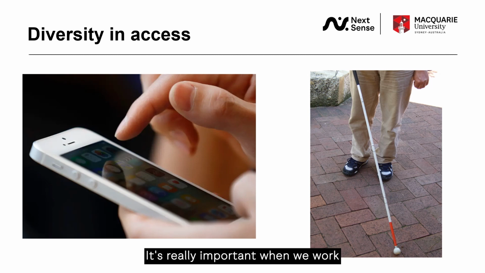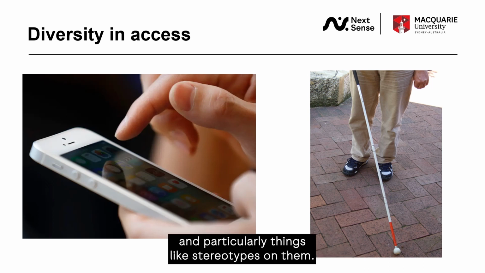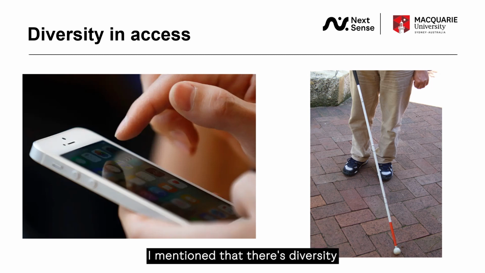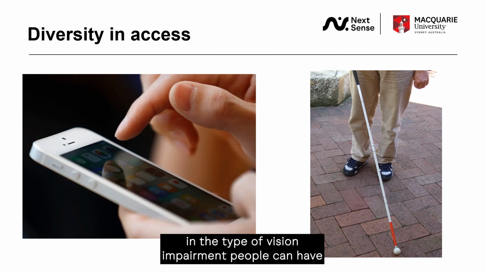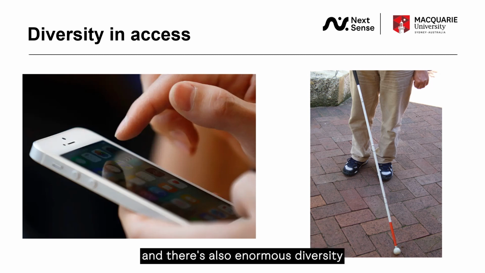It's really important when we work with students with vision impairment that we don't impose our knowledge base, and particularly things like stereotypes, on them. I mentioned that there's diversity in the type of vision impairment people can have, and there's also enormous diversity in the way people with vision impairment will choose to access their world. So here's a couple of examples.